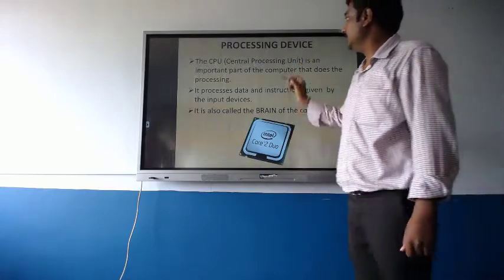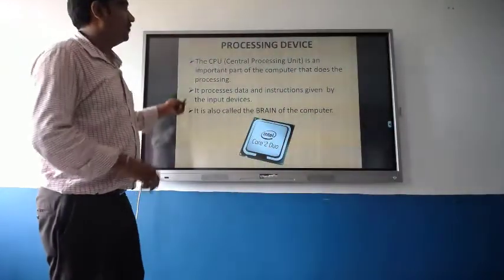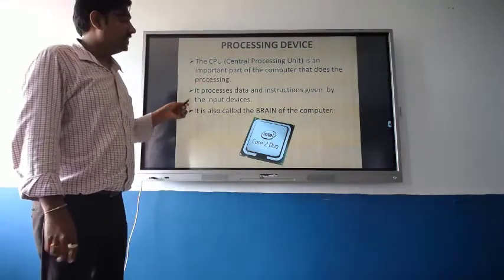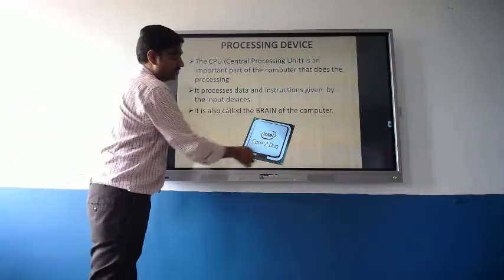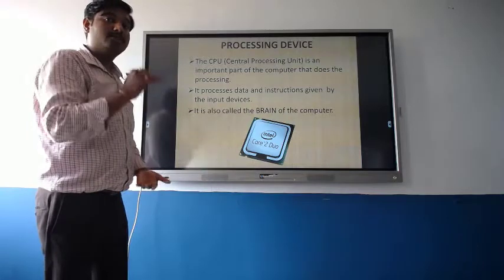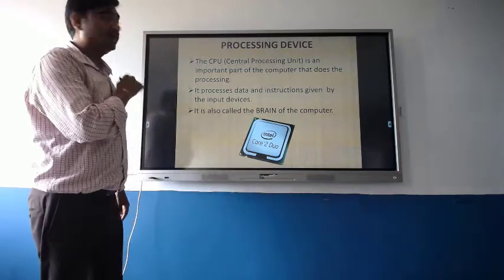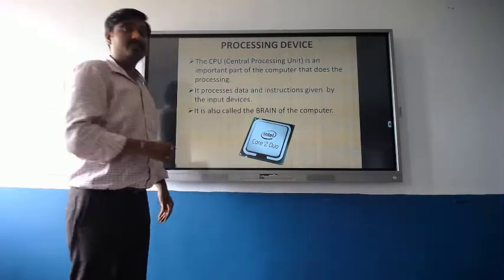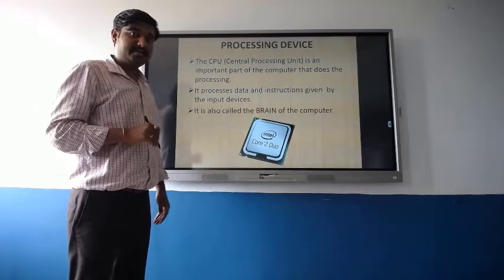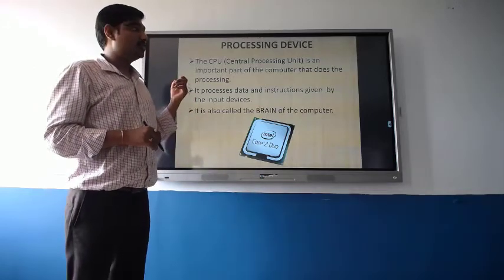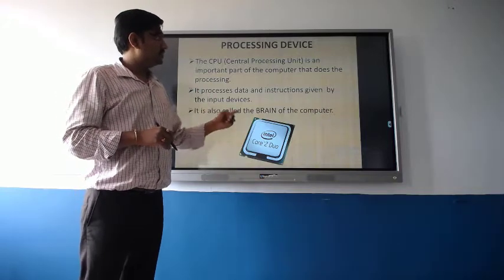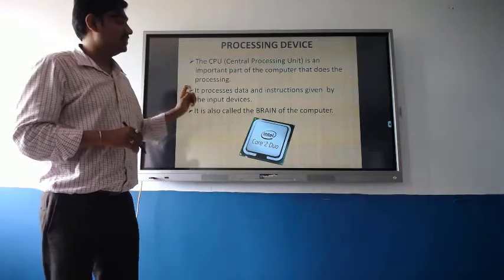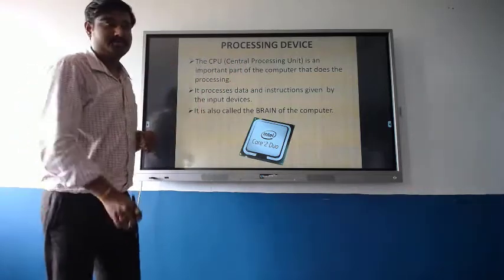The next we have is processing device. The central processing unit is an important part of the computer that does the processing. Whatever process is done in the computer, it is done by the processor. This is the processor which is present inside the CPU box, which processes all the data provided through the input devices. So it is also called the brain of a computer. So students, everyone you are having the brain, right? Similar way, the computer is also having a brain, that is the processor, central processing unit. So central processing unit is called the brain of the computer.